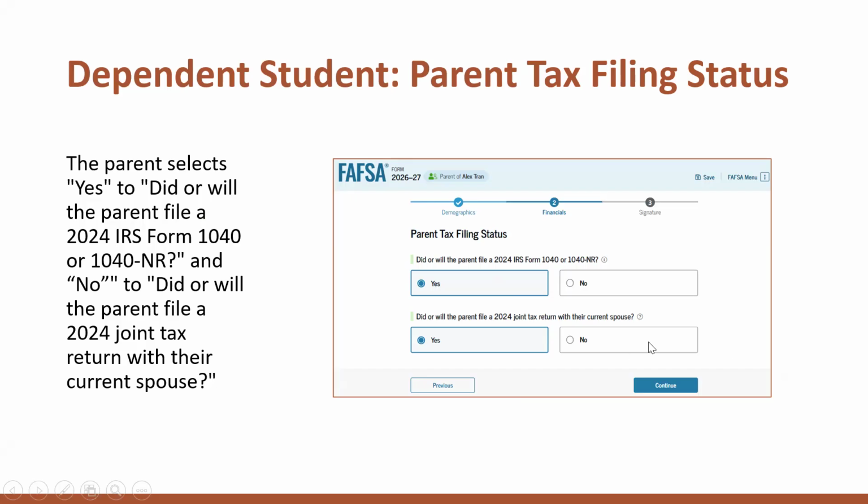It looks like I didn't get an arrow marked on this one, but this one they would mark no, right? Did or will the parent file a 2024 joint tax return with their current spouse? So the answer would be no, because they are not their current spouse. They are separated.